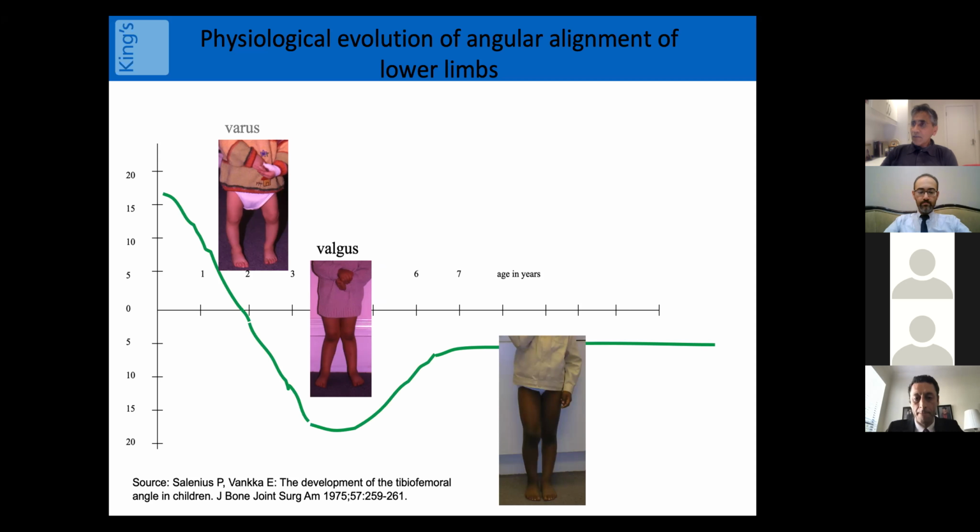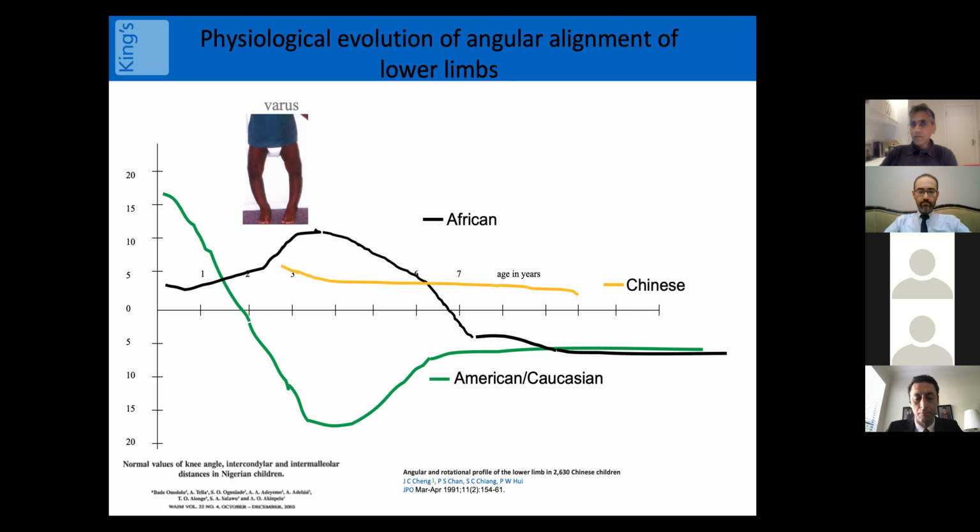But as more studies are coming out, we know that not all races behave similarly. Here is a study from Nigeria on the bottom left-hand side. Tella et al. have presented a good study, I would say, in which 2,000-odd Nigerian children were measured. They didn't take X-rays. They used goniometers, intermalleolar distance and intercondylar distance, and gave us this.